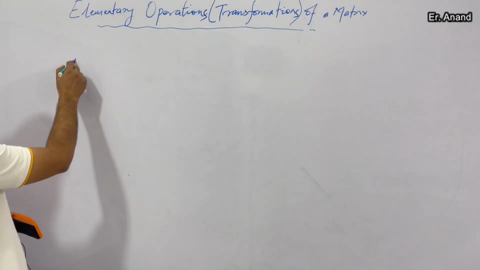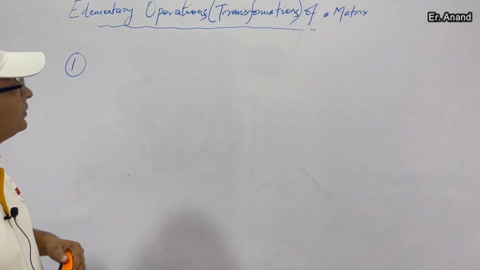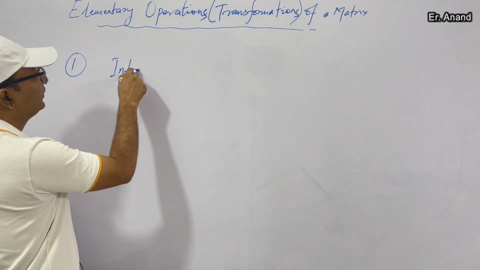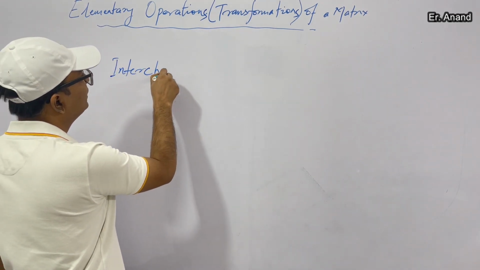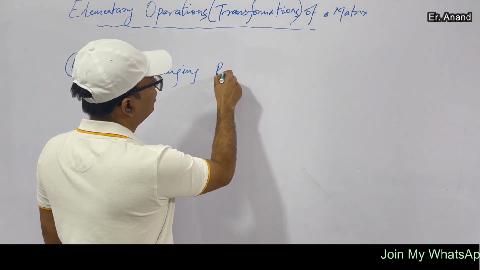There are basically 6 types of operations on matrices. First is interchange of row or column. So we will use the verb interchanging, row or column.